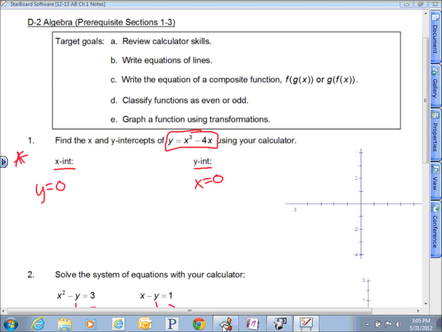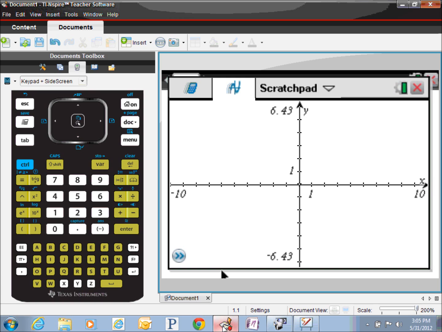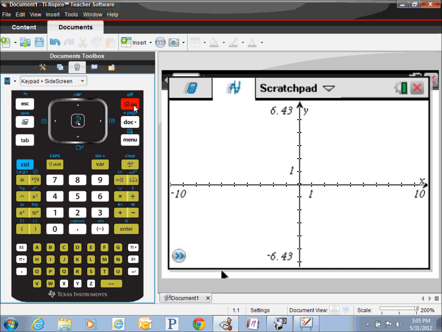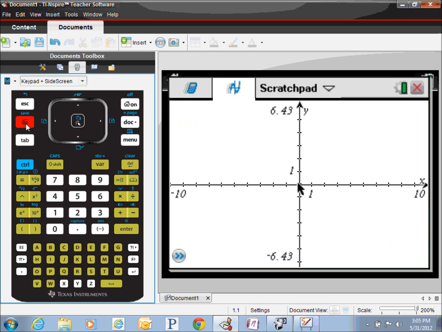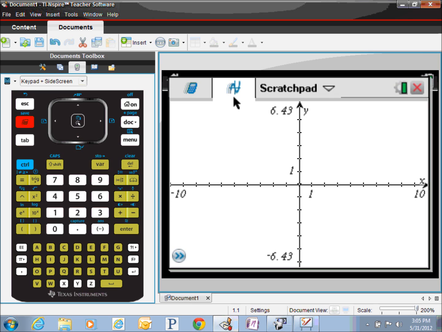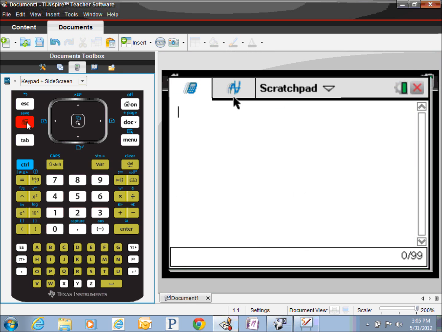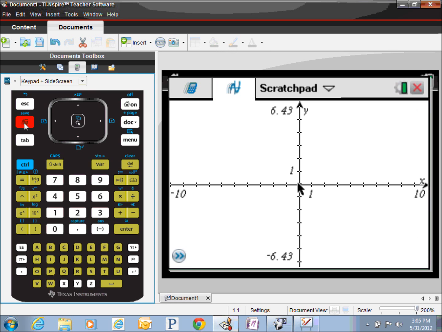So I'm going to open up my calculator. Here's my calculator. If I went back to my home screen, your home looks like this. The fastest way is to go into the scratch pad, so hit this button right here. You'll notice that I'm looking at the graphing part of the scratch pad. If you hit the scratch pad a second time, you're looking at the text part of the scratch pad. We'll use that in a second. So here's the graphing part of the scratch pad.